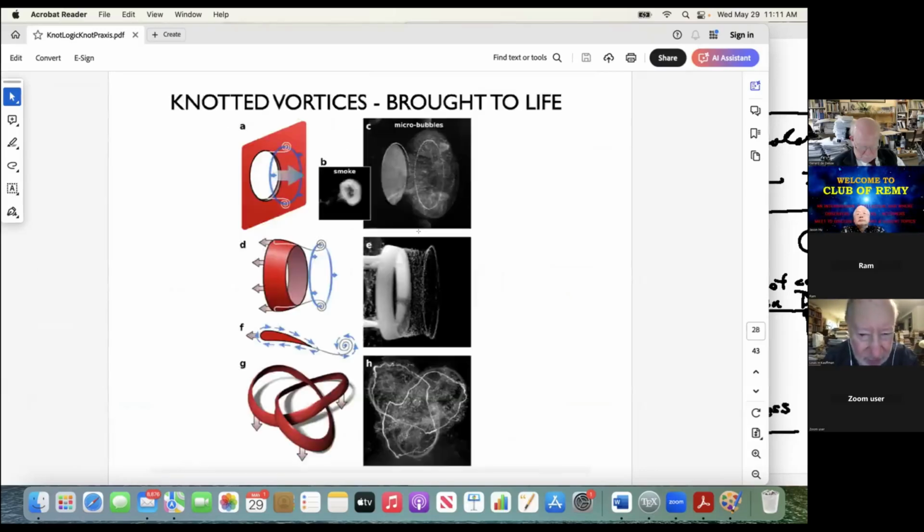Now I wanted to jump to another example of knots occurring in practice. Lord Kelvin in the 1800s had the idea that atoms should be vortices in the luminiferous ether, and he had a whole theory, and it was a popular theory at the time. And he started investigating how vortices would behave mathematically.